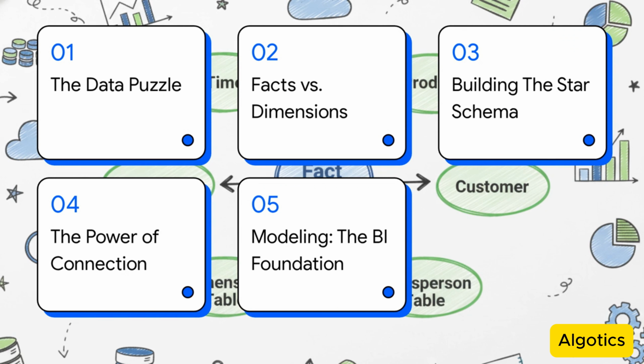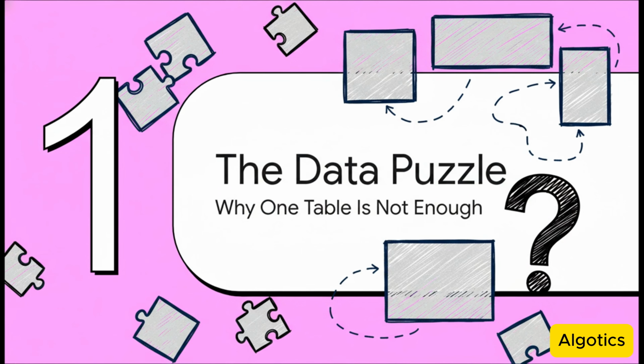Okay, so here's our game plan. First, we'll look at this data puzzle. Then we'll define the building blocks, facts and dimensions. After that, we're going to build something called a star schema. See why it's so powerful? And wrap up with why modeling is, without a doubt, the foundation of all BI. So let's start with the puzzle itself.